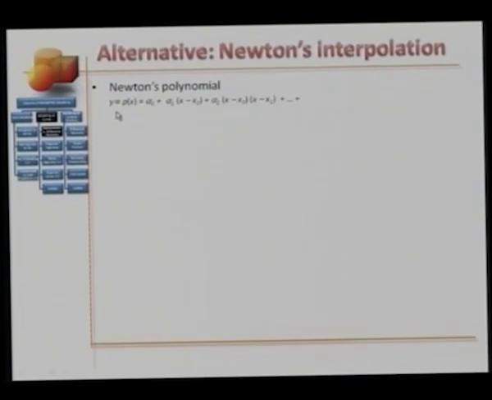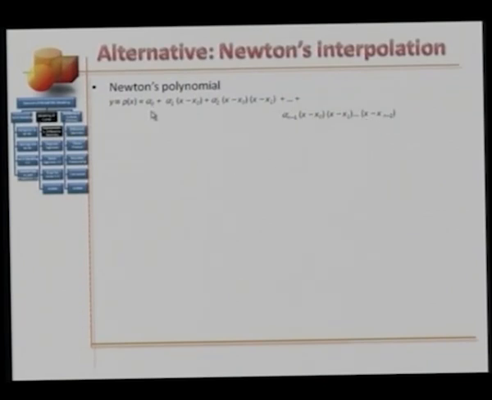The polynomial p(x) is expressed as alpha sub 0 plus alpha sub 1 times x minus x0 plus alpha sub 2 times x minus x0 times x minus x1, the last term in this series being alpha sub n minus 1 times x minus x0 times x minus x1, and so on and so forth, times x minus x sub n minus 2.